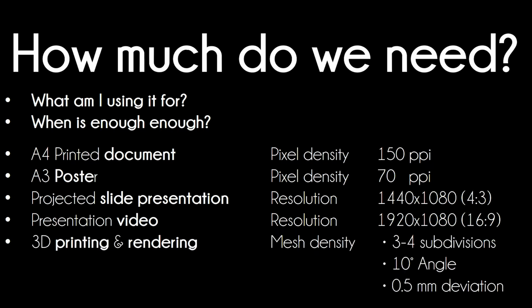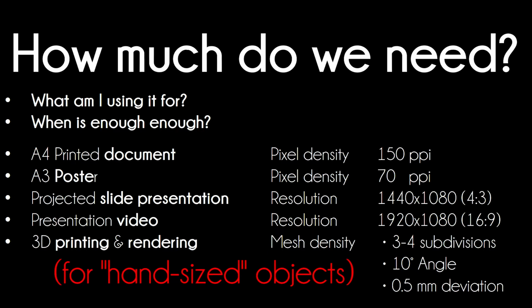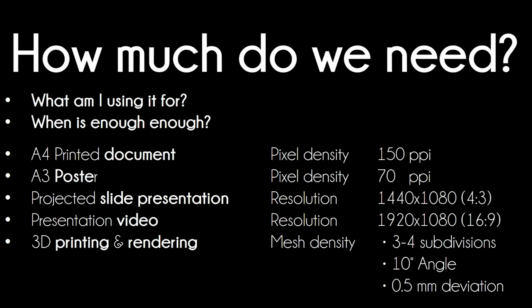So for the mesh resolution, when 3D printing and rendering, in Blender I often go for something like 3 or 4 subdivisions to get the most out of my mesh. Or when I'm exporting from SolidWorks, I will be using about a 10-degree angle or smaller and a 0.5mm deviation. If you really need your print perfectly spotless, you can bring down these numbers even more.